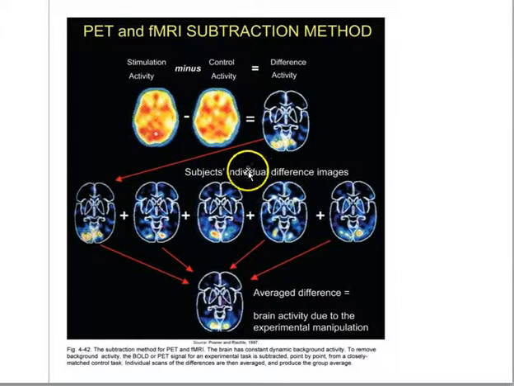Of course, you do this on multiple subjects, and so what you see in the published papers is usually some kind of a summation or averaged scan over several subjects. So that's called the subtraction method. You're taking the task specific scan, subtracting the control scan to isolate those brain areas that are task specific.